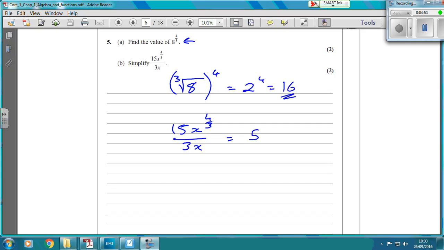Now here, just take a second and think what it is that we're doing. So this is x to the power of 4 over 3 divided by x to the power of, well, 1. Now, going back to GCSE, if you'd had a question x to the power of 6 divided by x to the power of 2, we'd know that's x to the power of 4, because we'd simply take away the powers. In exactly the same way, we're going to do 4/3 take away 1. Now, 1 is the same as 3/3, so 4/3 take away 3/3 is 1/3. So it's going to be 5, because of the numbers, 15 over 3, and x to the power of 1/3.